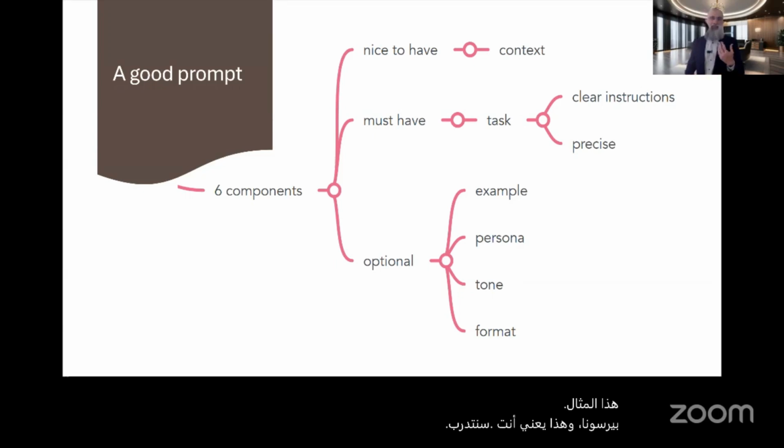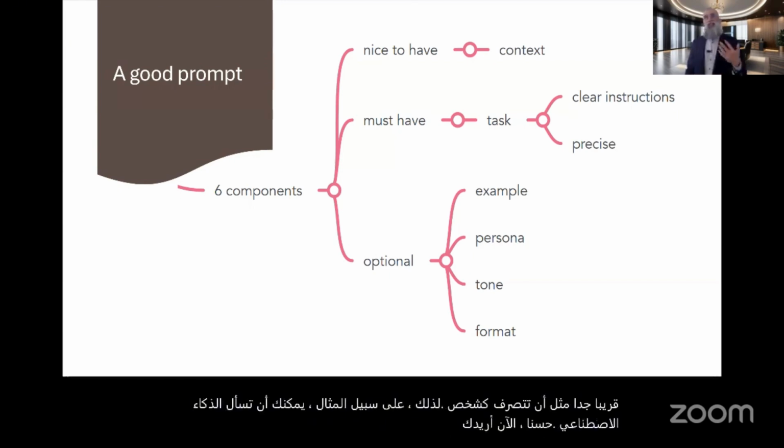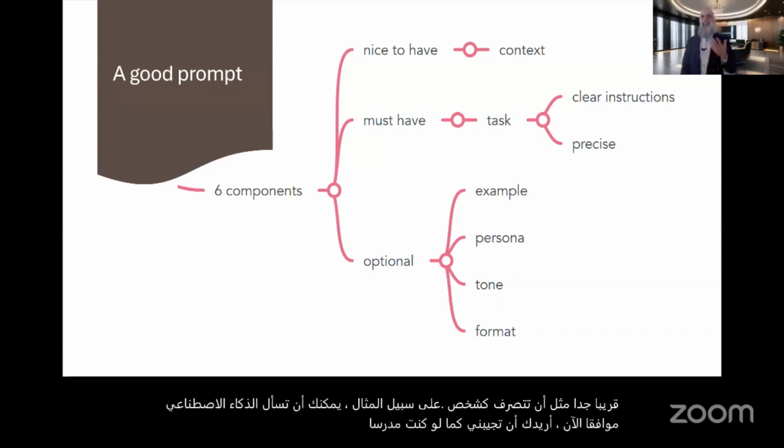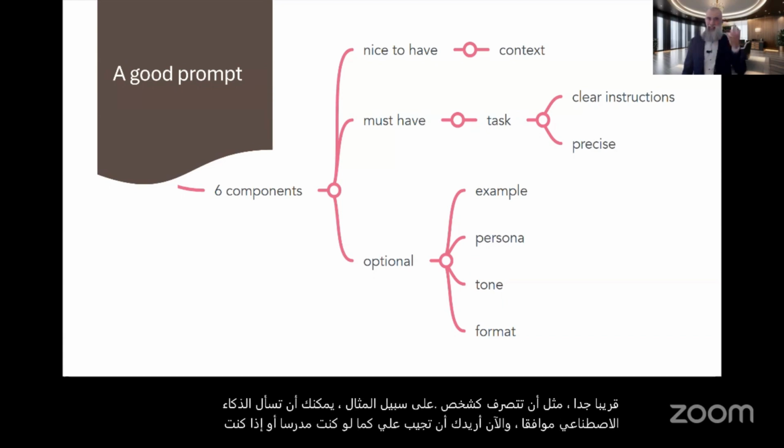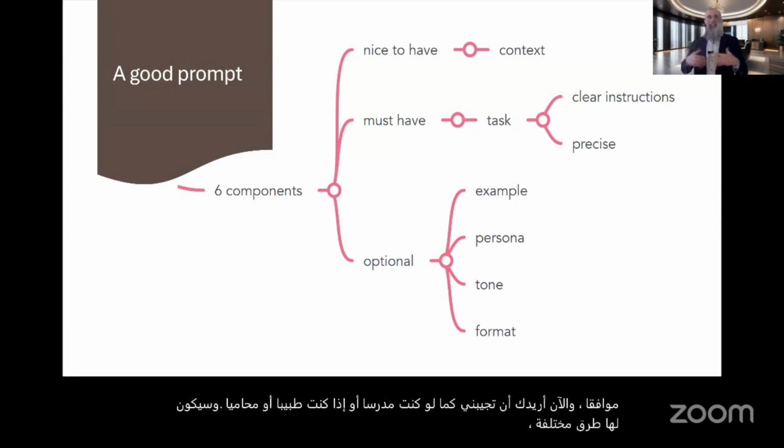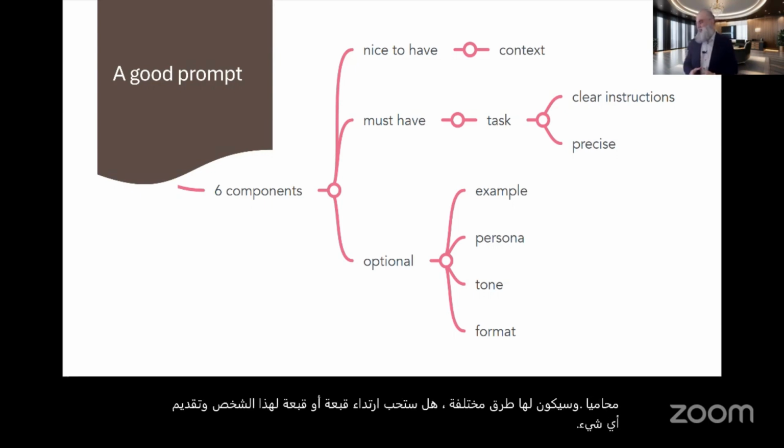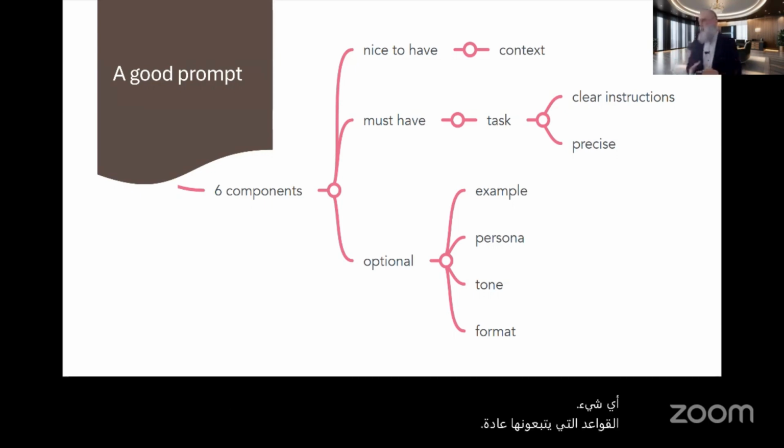So, for example, you can ask the AI, okay, now I want you to answer me as if you are a teacher, or a doctor, or an attorney, and it will respond in different ways. It will wear the cap or hat of that person and deliver whatever rules they usually follow. Then the tone, and the format. Do you want the output in a table or in another form? All these matter, but they are optional.